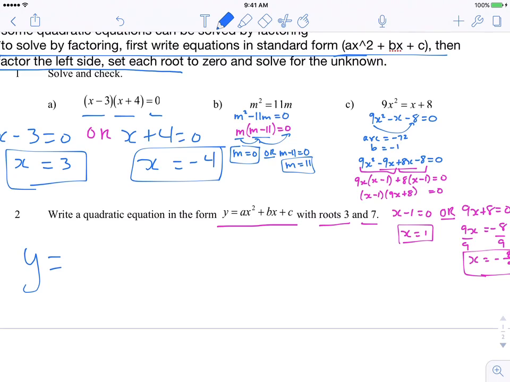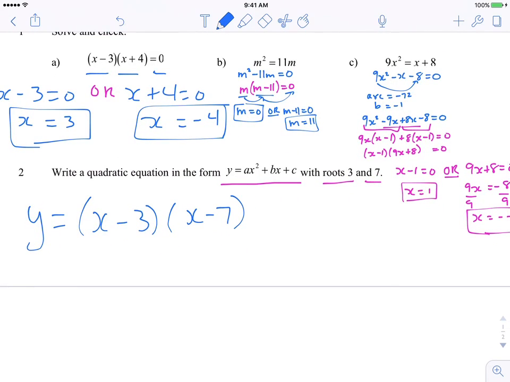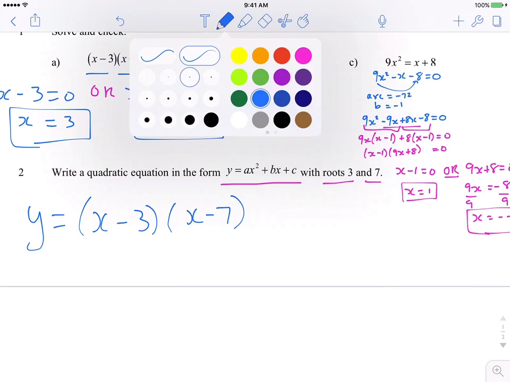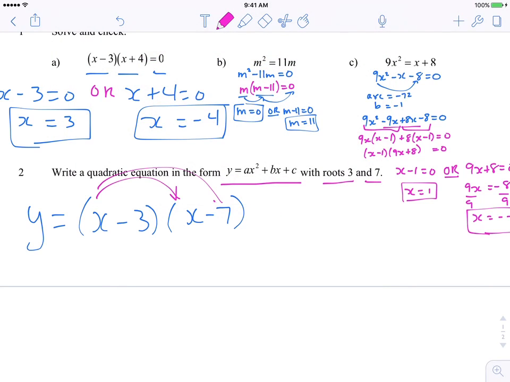Let's say y equals (x minus 3) and (x minus 7). So we know that our roots, when written like this, are positive 3 and positive 7. In this case, we want it in standard form. In order to get standard form, we have to FOIL: first, outside, inside, last. So we're going to distribute the x to both terms and then the negative 3 to the binomial in the second set of brackets. However, we want to have an a value greater than 1 because we have ax squared here.